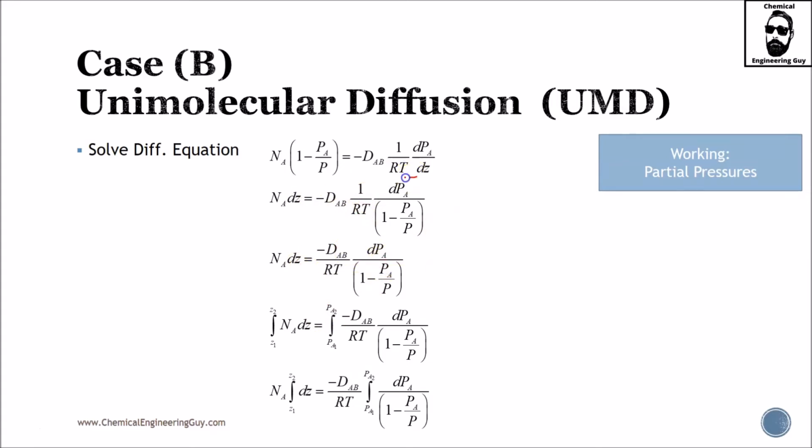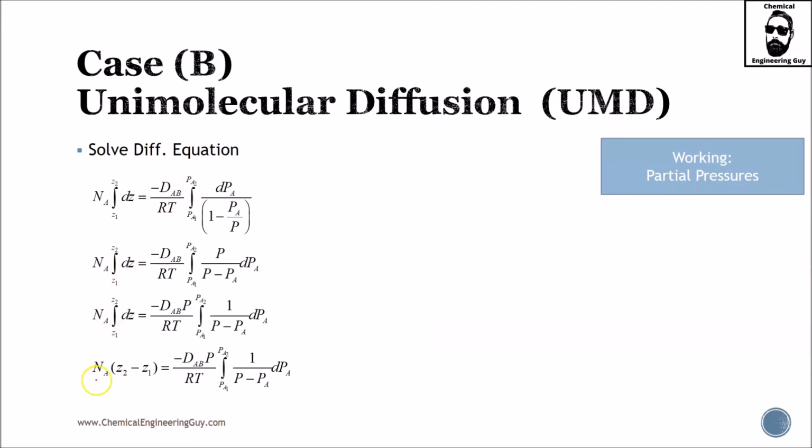We send the differential here, which is here, and the differential partial pressure of A. Remember that P is a constant. PA is not a constant. That's very important. Therefore, you cannot get rid of this PA here. Remember that this is constant: temperature, ideal gas constant, diffusivity factor is also constant.